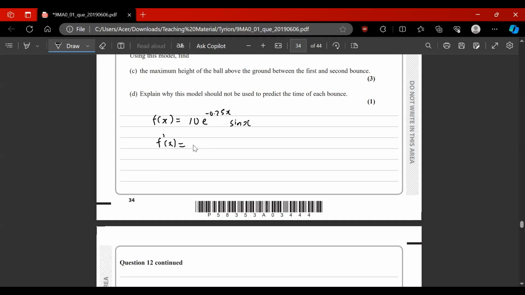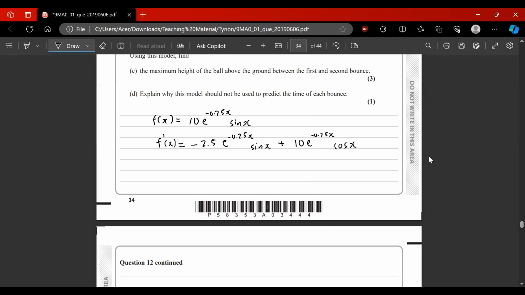So this will be, if I differentiate e^(-0.25x) first, we get -2.5e^(-0.25x). This will be sin x still. And in the second term here, if I differentiate sin x, it would be 10e^(-0.25x) cos x. So these are the two terms I get when I differentiate my given function.